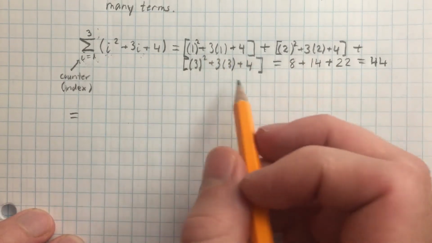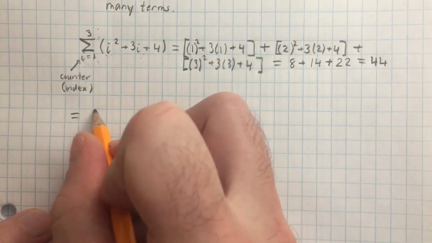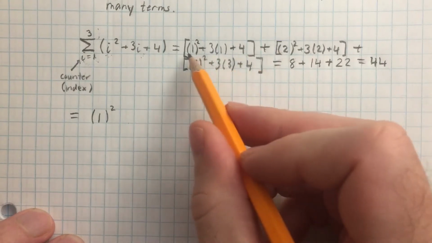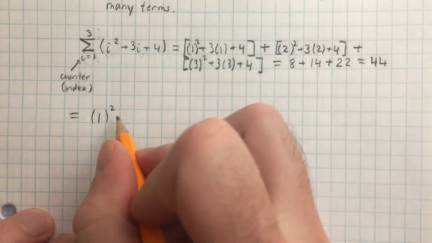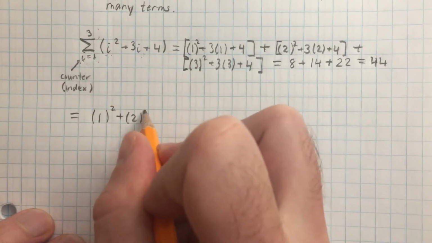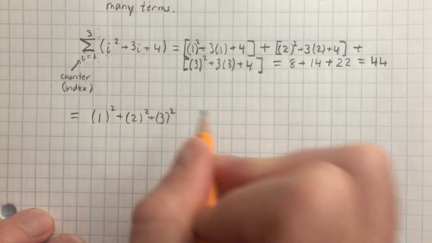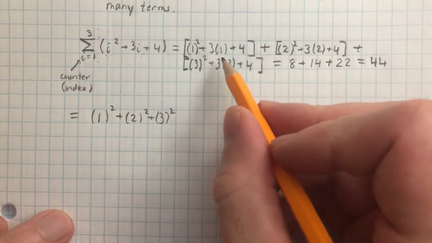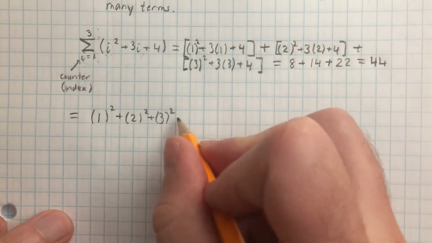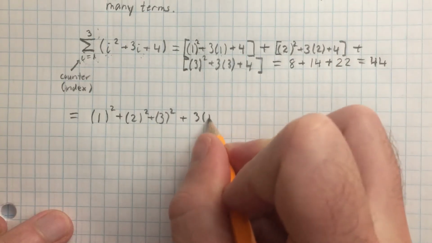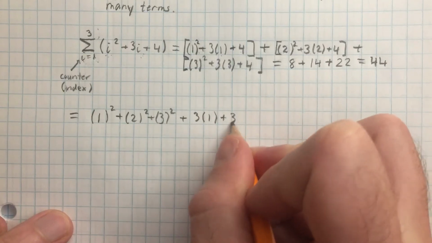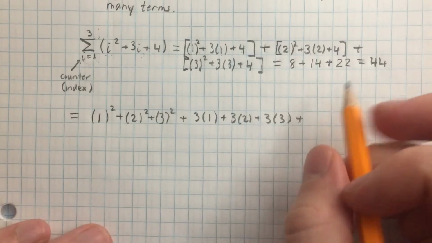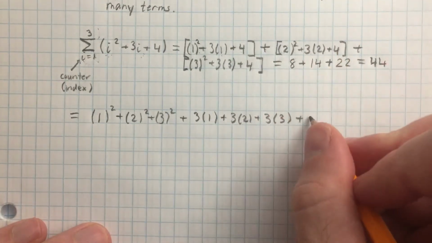So if I remove the parentheses, we would have 1 squared. I'm going to group the 1 squared with the 2 squared and 3 squared, because it's all just adding. At the end of the day, it's all adding. So 1 squared plus 2 squared plus 3 squared. That takes the first term from each of these 3 larger terms. And then I could take the 3 times 1, 3 times 2, and 3 times 3 together. 3 times 1 plus 3 times 2 plus 3 times 3. And then I could take that last value of 4 and have 4 plus 4 plus 4.